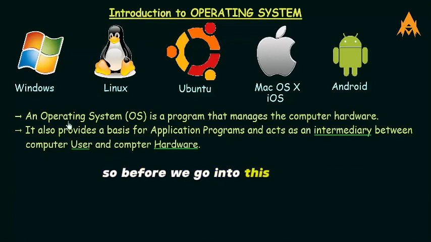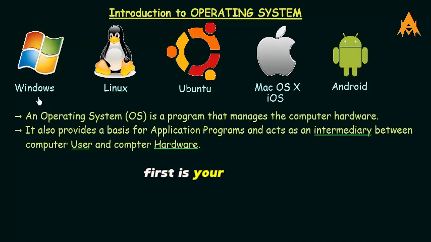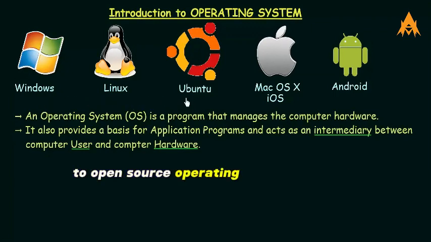Before we go into this diagram, here are some examples of operating systems that we widely use these days. First is Windows. You may be using Windows on your desktop or laptop, and it is one of the famous operating systems used by many people. We also have Linux and Ubuntu, which are two open source operating systems widely used in desktops, laptops, and other devices.